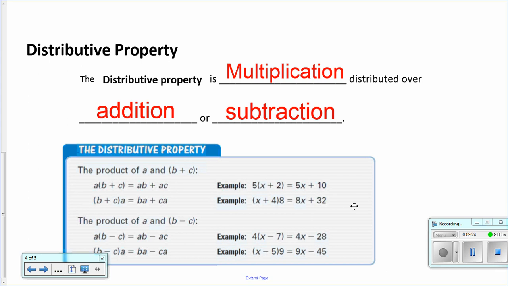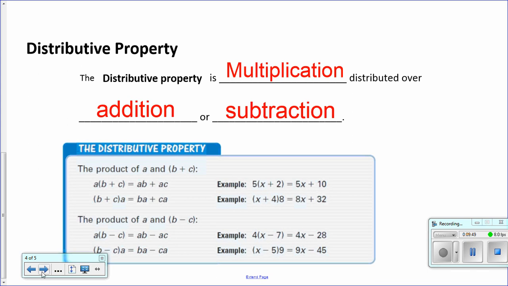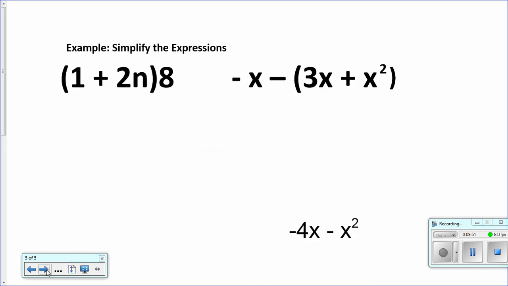Okay. And then here's where it's with subtraction. It does the same thing, but remember when you have the subtraction here, that subtraction sign is really the negative of whatever c is. So it's really 4 times negative 7, which gives you negative 28. 9 times negative 5 is really negative 45. Okay, so keep that in mind.